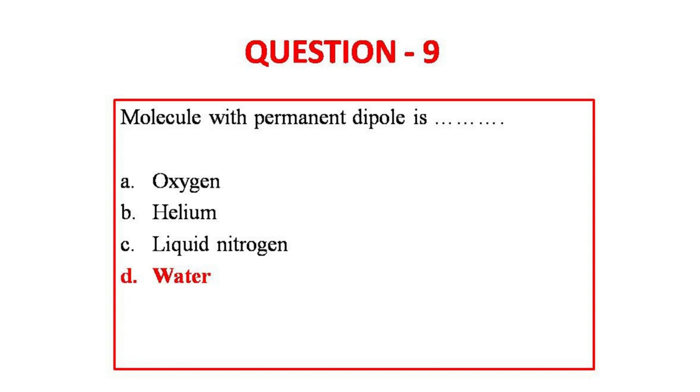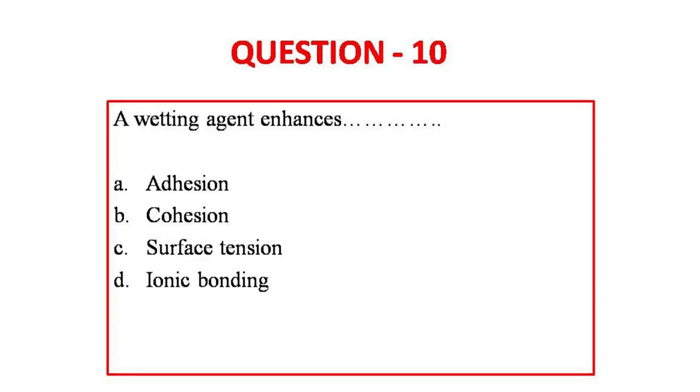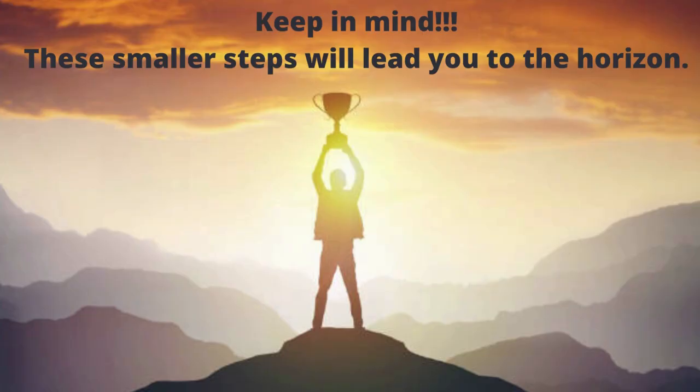Moving on to question number 10. A wetting agent enhances adhesion, cohesion, surface tension, or ionic bonding. The answer to this question is option A, adhesion.